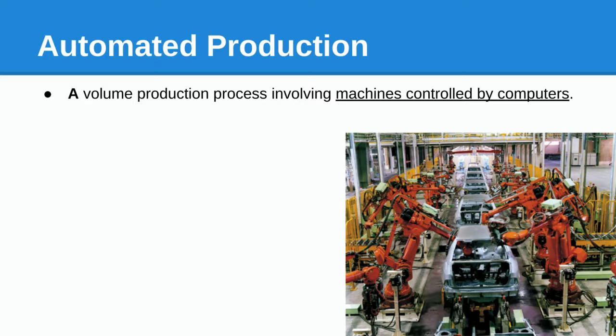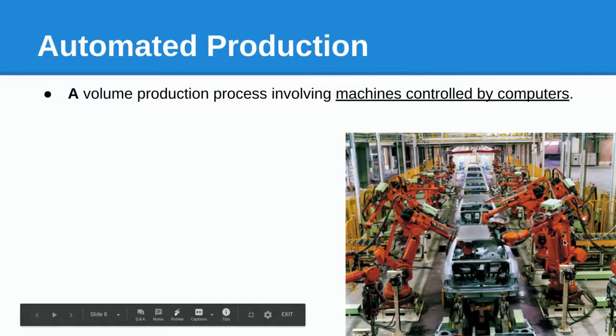Automated production, a volume production process involving machines controlled by computers. And if you look at this image right here, there's not a whole lot of people on there. Are there people in there somewhere? Probably, because you have to make sure the machines, sometimes they make mistakes.